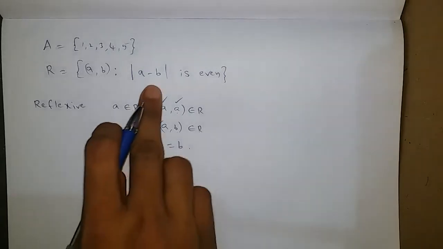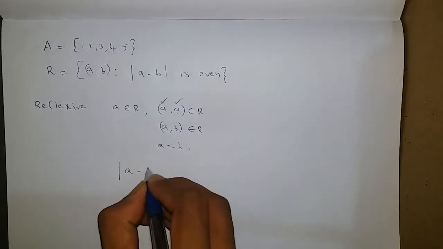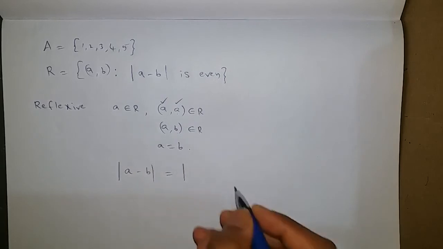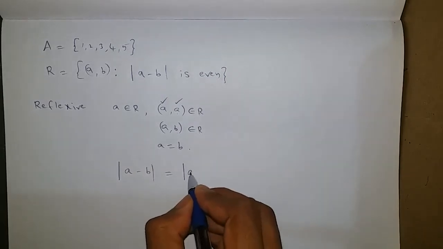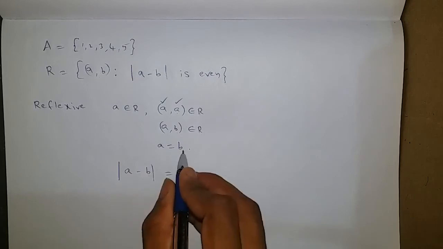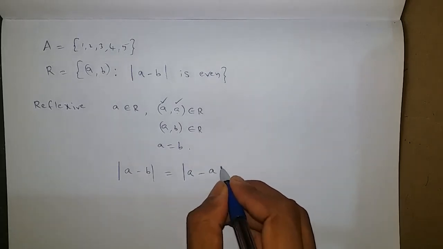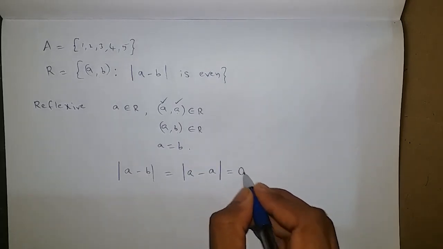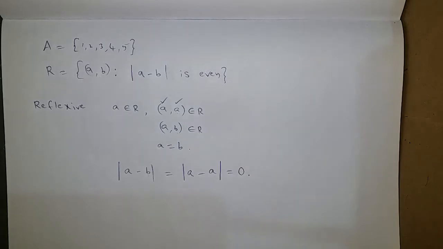Now I am taking this modulus a minus b, which is modulus a as it is minus b, which is nothing but a again. So in the place of b I am substituting a. So a minus a is nothing but 0. Of course it is an even number. So the reflexive condition is satisfied.